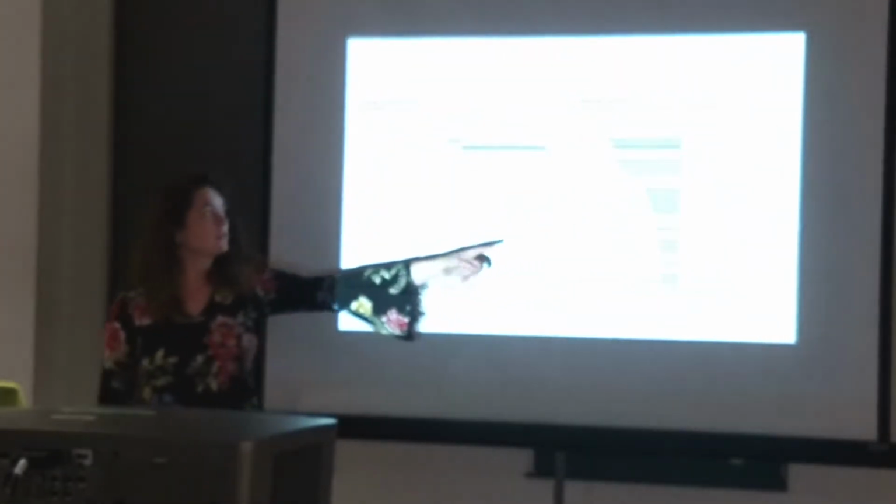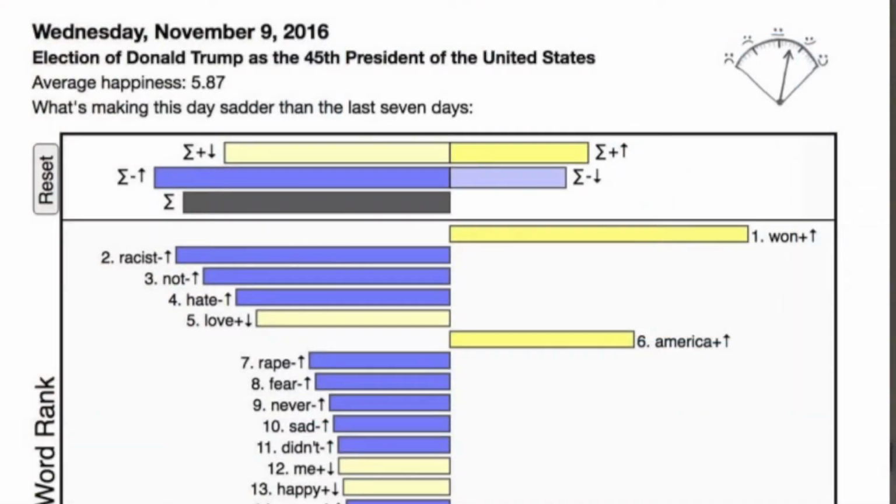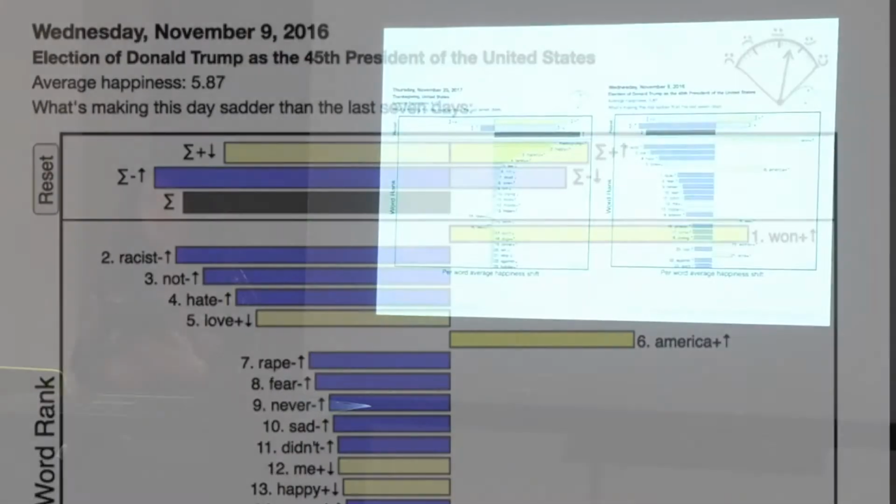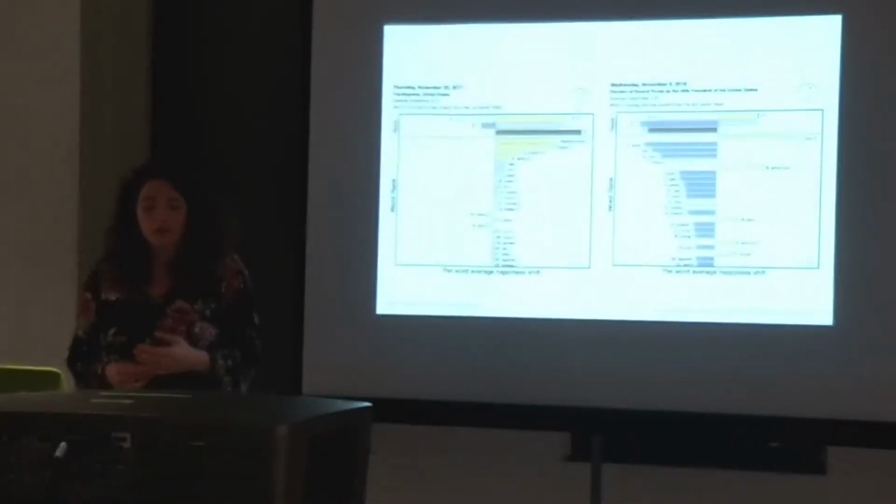And then conversely, on Wednesday, November 9th, 2016, we had the election of Donald Trump as the 45th President of the United States, which, based off of our metric scales, ranked as a very sad day, mostly because usage of the words racist, not, hate, rape, and fear were all up. But there was also a shift towards happiness because usage of the words one and America were up. So it's kind of an interesting metric.